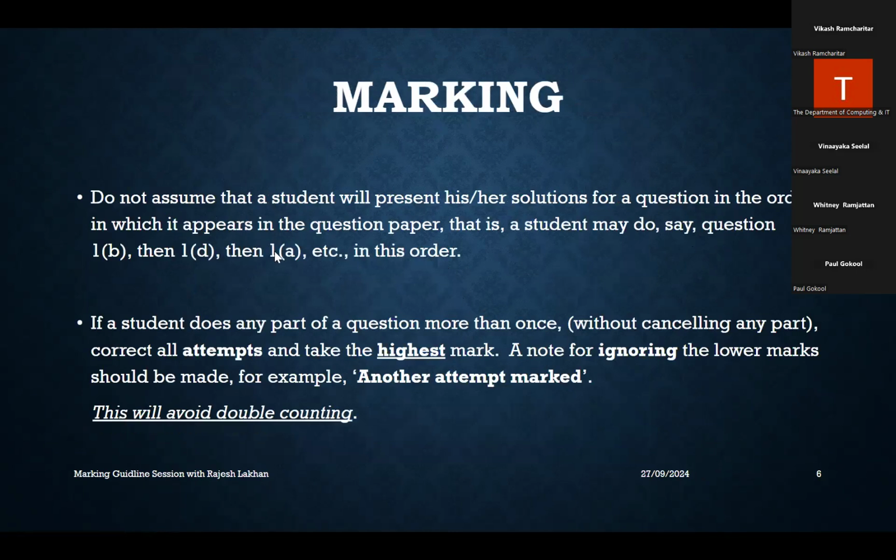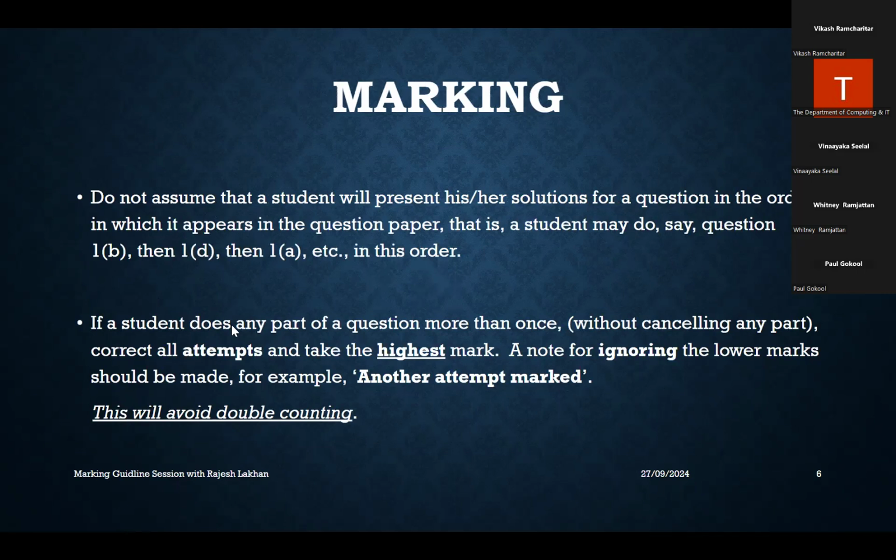So don't assume, right? So that's the next thing. Don't assume that a student will present his solution for a question in the order in which they appear. That is, a student may do, say, question 1B, then 1D, and then 1A, etc. Right? So just bear that in mind, but this here doesn't really matter too much. Let's continue with the slides.